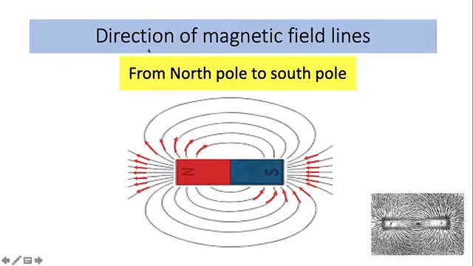Now, let's take a look at the direction of the magnetic field lines. The direction of the magnetic field lines is from the North Pole to the South Pole. Arah garisan medan magnet adalah daripada kutub utara ke kutub selatan. It will start from the North Pole and end at the South Pole.